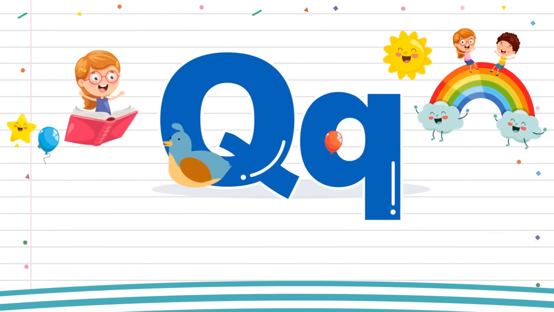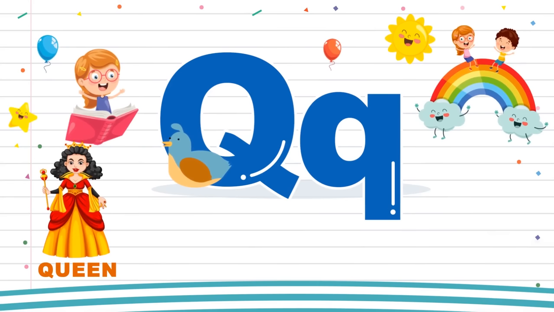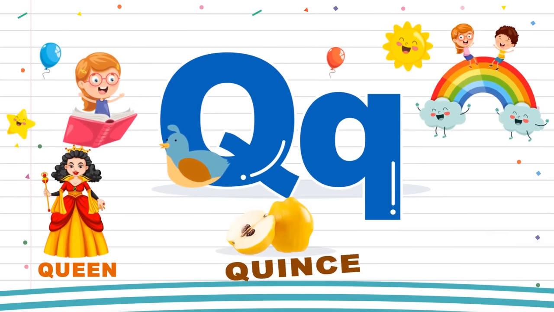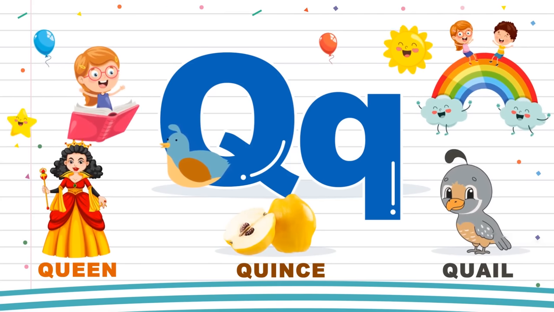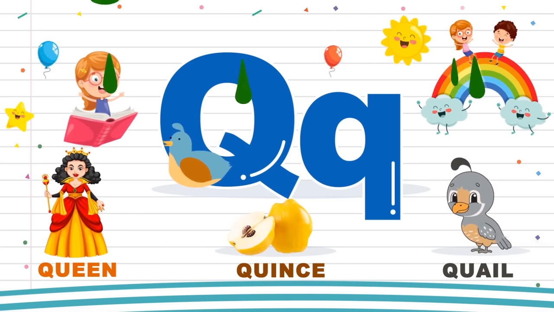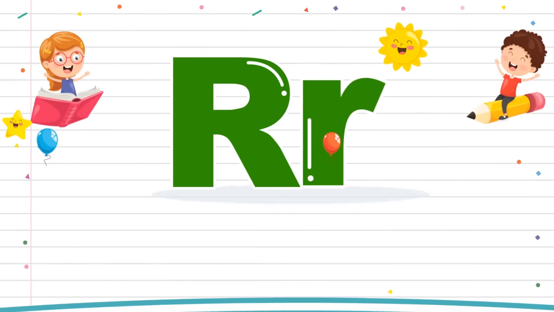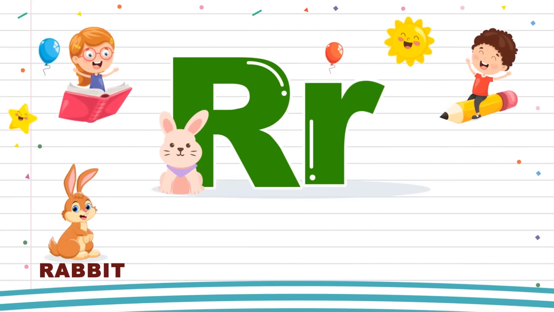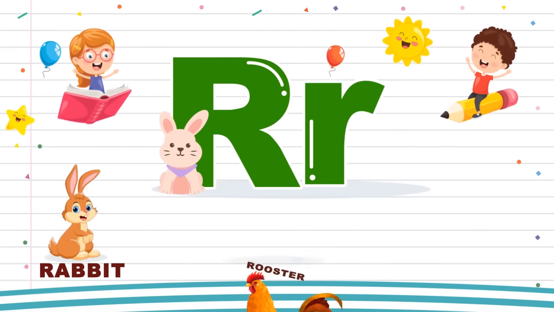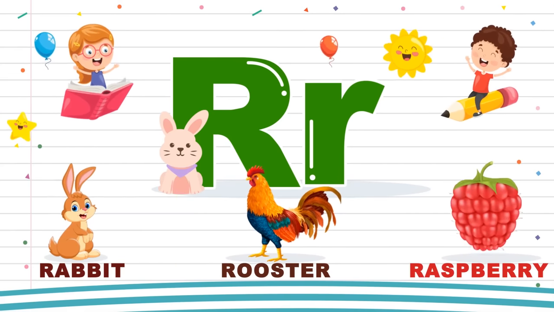Wow. Q is for queen. Q is for keys. Q is for quail. Wow. R is for rabbit. R is for rooster. R is for raspberry.